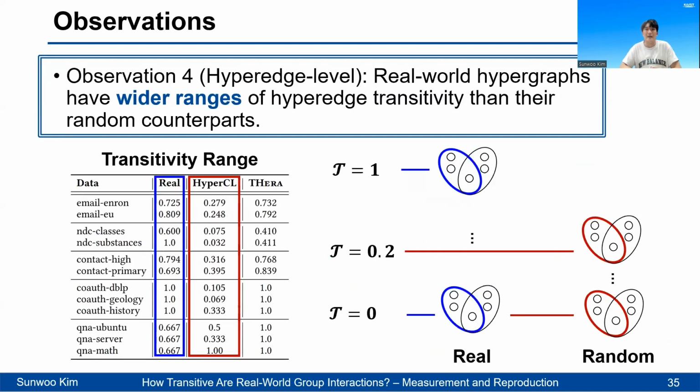At last, at the hyper-edge level, real-world hypergraphs have wider ranges of hyper-edge transitivity than their random counterparts. This result can be shown in the left-hand side table. That is, the hyper-edge transitivity of real-world hypergraphs can achieve both the maximum and the minimum value of a measure, while that of random counterparts cannot achieve the maximum value in general.